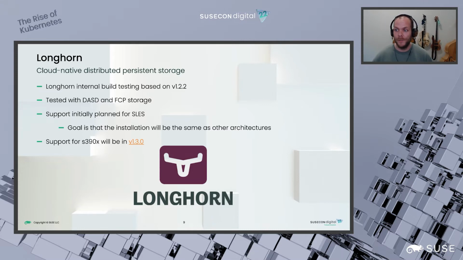We have done the initial build testing based on 1.2.2 of Longhorn. We have tested this with DASD and FCP storage, and the support is initially planned for SLES only for Longhorn. This is because their storage is weird, and Linux storage is doubly weird. So the goal is that the installation will be the same as all the other architectures, and eventually we will also support RHEL and Ubuntu, once we know all the drivers that need to be matched.